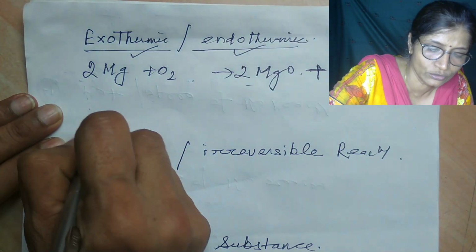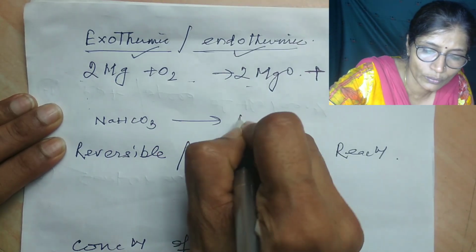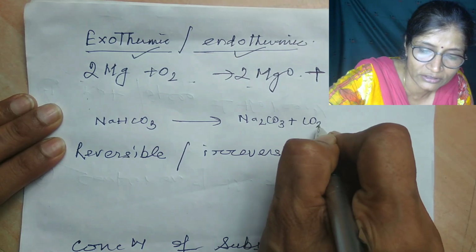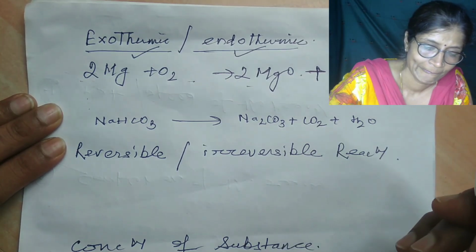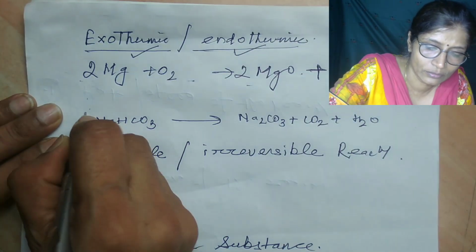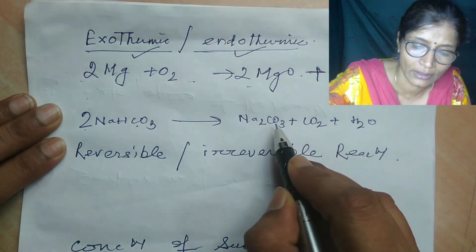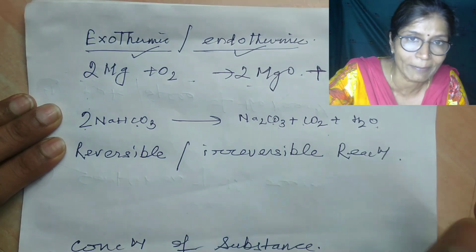An endothermic reaction is, for example, sodium bicarbonate giving Na2CO3 plus carbon dioxide plus water. This is an example of an endothermic reaction. So here, okay, it is balanced, 2 carbon, carbon 2. Okay, so this is balanced.